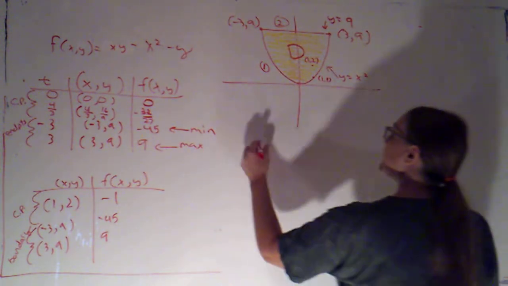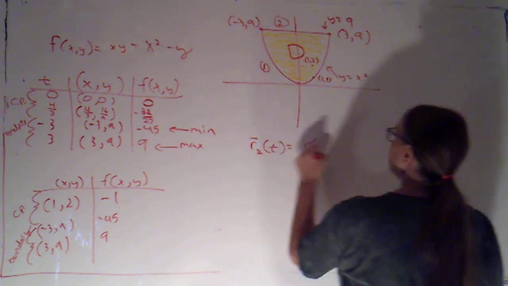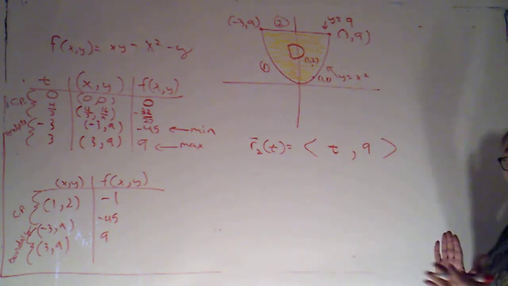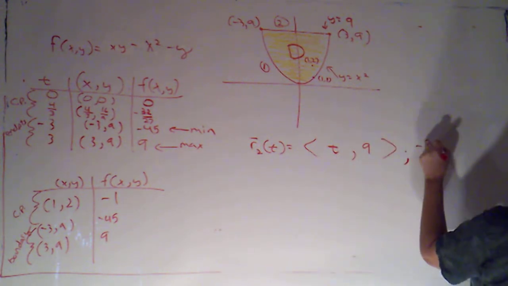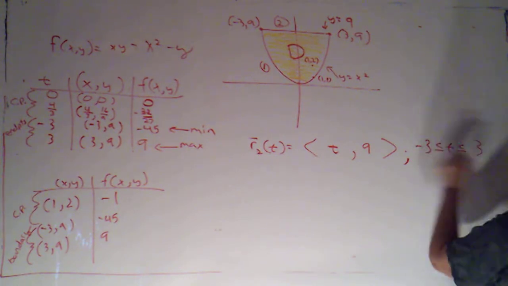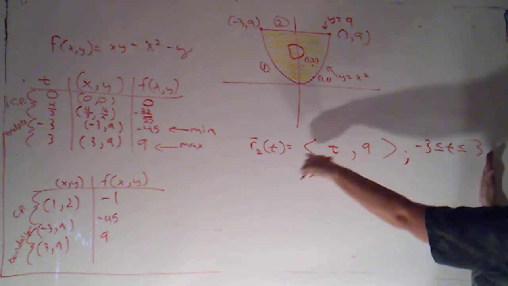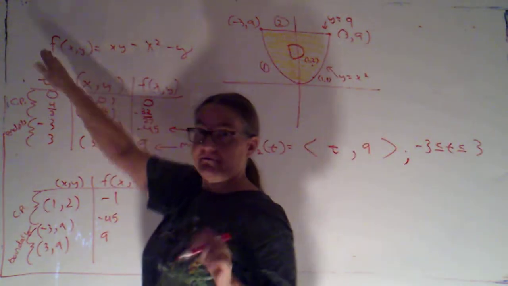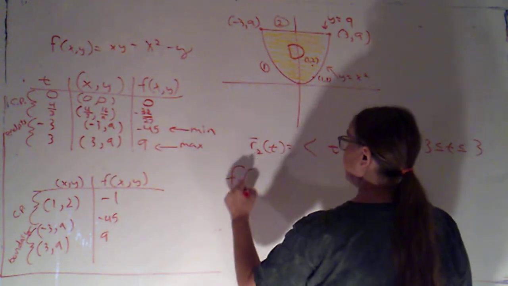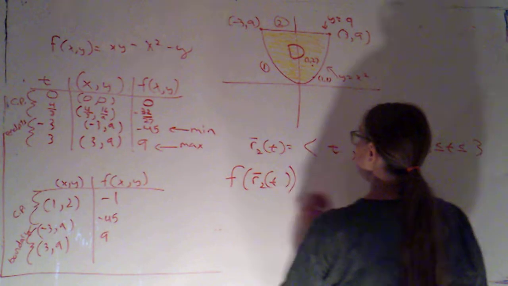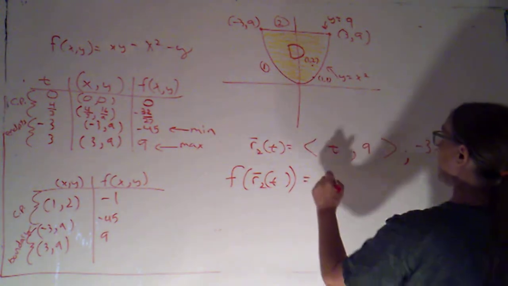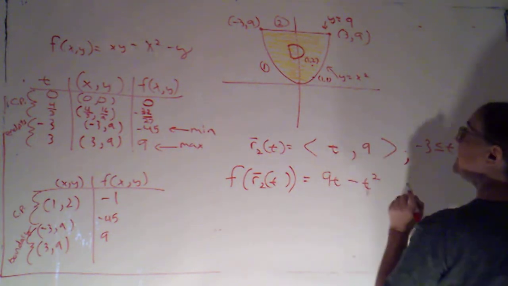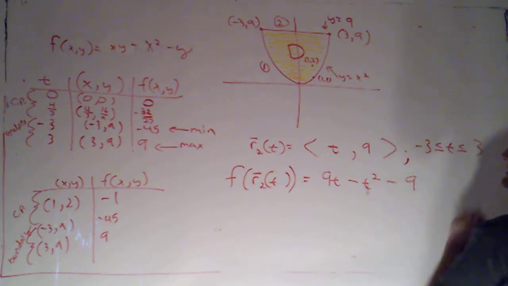So I'm going to call that R2 of t. Now there, my y value is just fixed at 9, so I can let x just be t. And once again, it looks like t is going to vary from negative 3 to 3. Okay. Now that's just parametrizing my curve. Remember, we're trying to maximize f, so I need to now plug that into f. So f of R2 of t is going to be x times y becomes 9t, minus x squared becomes minus t squared, and then minus y becomes minus 9.